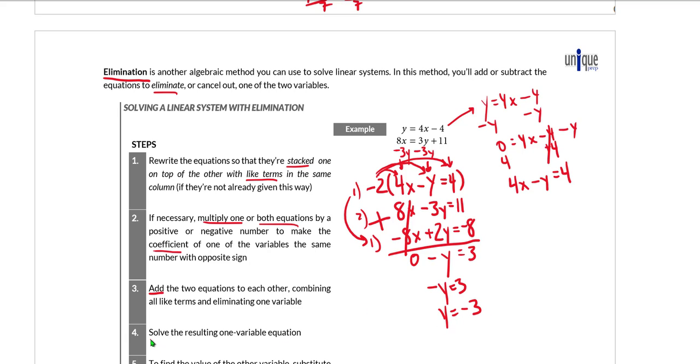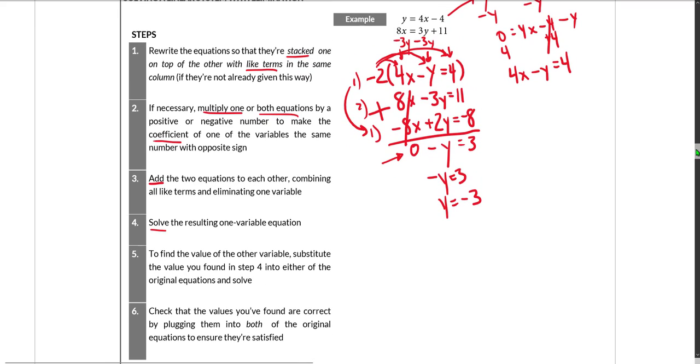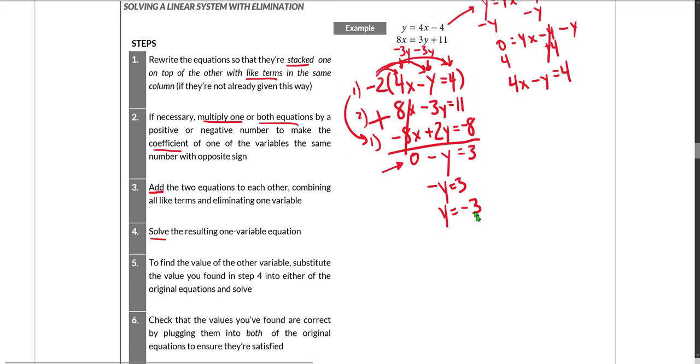We have just performed step 4. We solved the resulting one variable equation for one of the variables, and now what we do is very similar to what we did in substitution. We find the value of the other variable. This is step 5 down at the bottom there, by the way. We find the value of the other variable by throwing that negative 3 back into one of the two equations. I'm going to throw the negative 3 into, let's do it into equation 2.